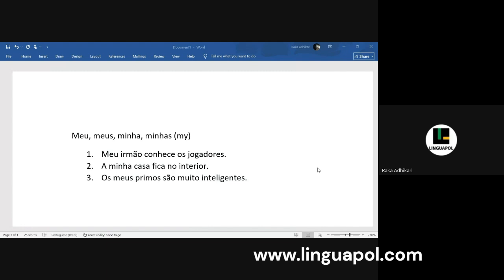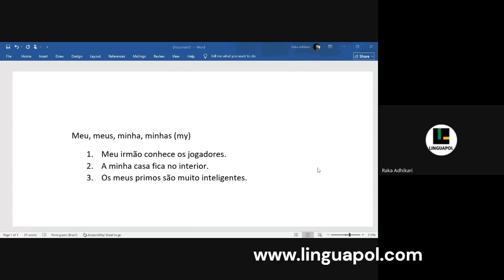First, I want you to translate this sentence. Os meus primos são muito inteligentes. Rashmi? Rashmi, you want to answer? Yes, ma'am. I think it says that my cousins are very intelligent. My cousins are very intelligent.